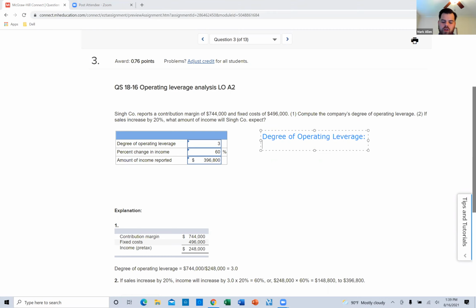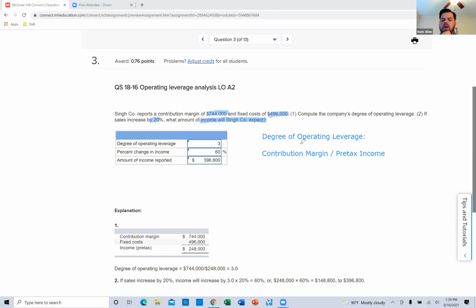So the formula for degree of operating leverage is simply we take our contribution margin divided by our pre-tax income. And that will give me my degree of operating leverage. And you say, well, that's great. Let's see if we have the information that we need. Sting reports a contribution margin of 744, fixed costs of 496, compute the company's degree of operating leverage, and if sales increase by 20%, what amount of income will Sting company expect?